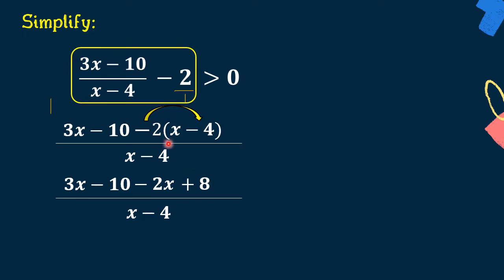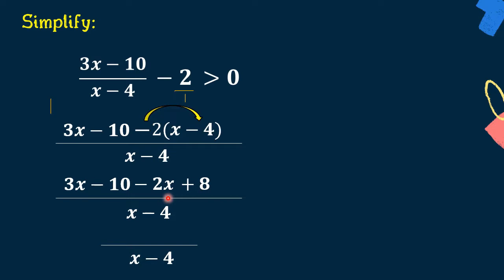After simplifying the terms inside the parentheses, we have to combine like terms. Observe that we have like terms such as 3x and minus 2x. So 3x minus 2x is equal to x. We also have negative 10 plus 8, which is equal to negative 2.